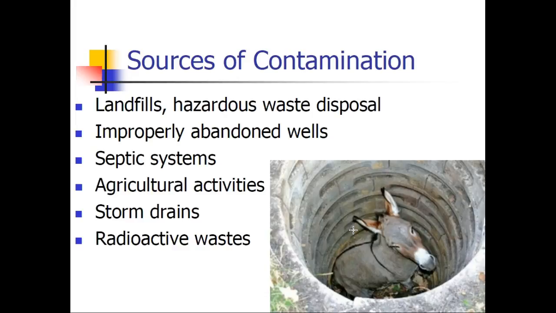Sources of contamination. Oh, look at that poor little guy down in the well. We have landfills, hazardous waste disposals, improperly abandoned wells, septic systems. Septic systems are one of the biggest causes of nitrates into the earth. Agricultural activities, storm drains, radioactive waste. We have more sources of contamination than we can count or even think about at this point.